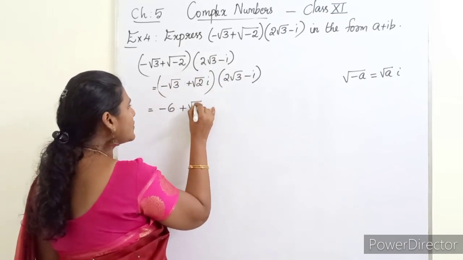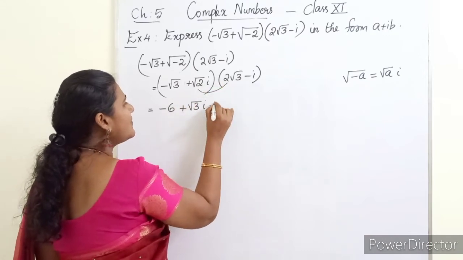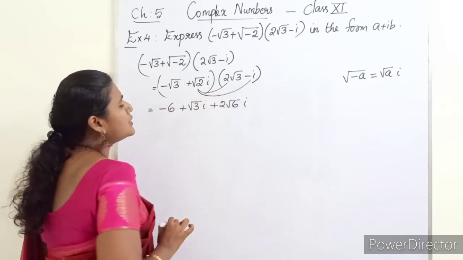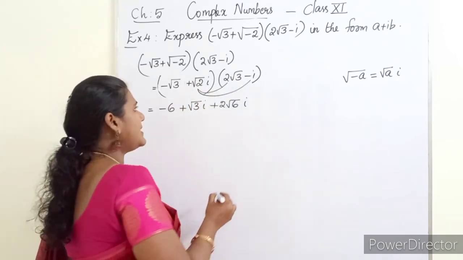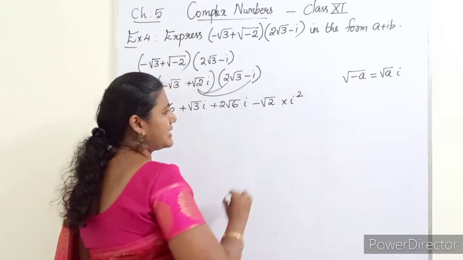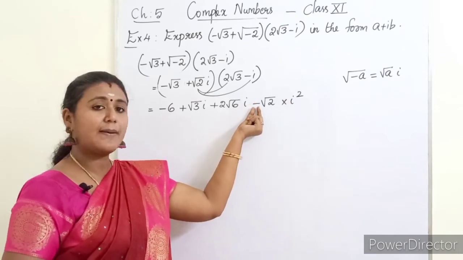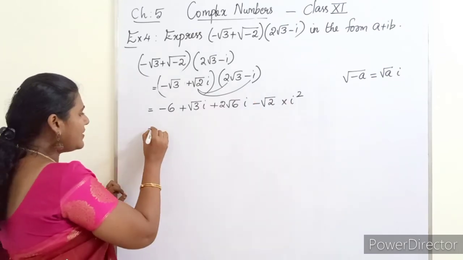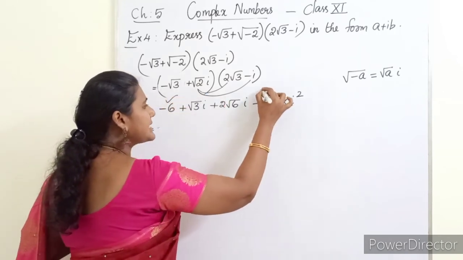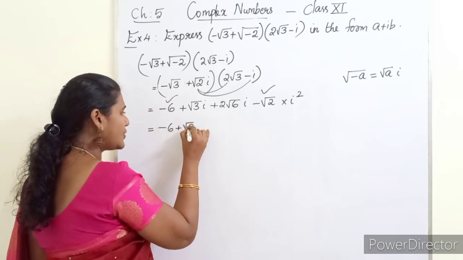Then minus root 3 into minus i, so we will get plus root 3i. Similarly, we will multiply these two. So we will get 2 root 6i, and root 2i and minus i we will multiply, so we will get minus root 2 into i square. Now you know that the i square value is minus 1, so this term will become plus root 2. So we will now simplify the real part. So minus 6 and plus root 2. So minus 6 plus root 2.